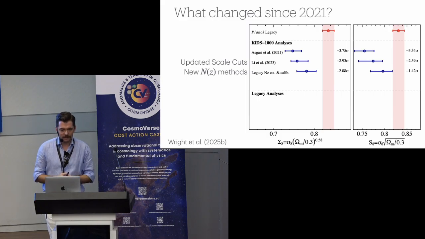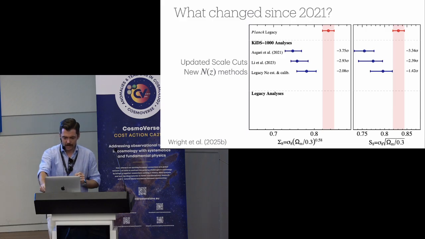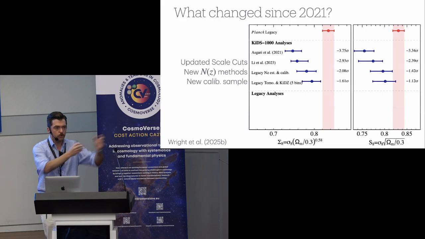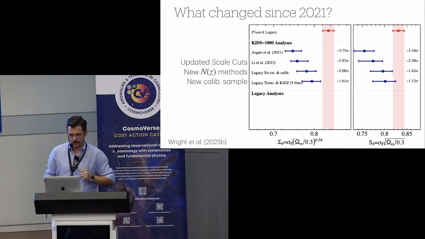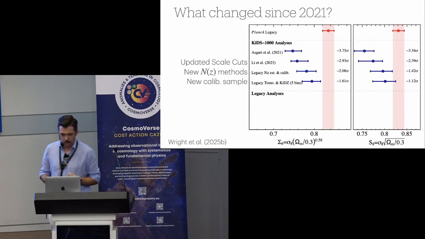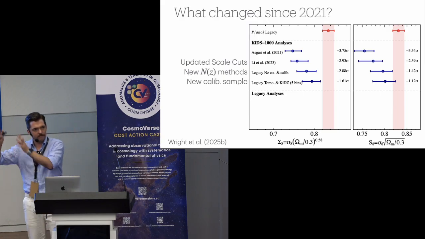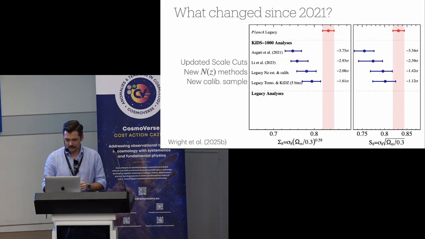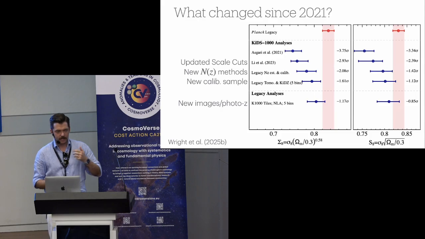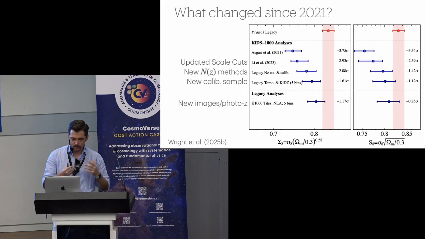And the next thing that we did was we analyzed the impact of adding in new calibration data, and that new calibration data that we add in pulls the tension down again to 1.6 sigma. And this is before we even ask the question of what happens with the new Kids' Legacy data. This is just adding in methods and new calibration data. We then added in the actual images and photometric redshift estimates from Kids' Legacy, and that pulls us a little bit further down to 1.17 sigma.